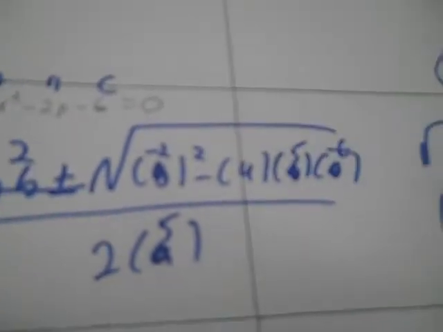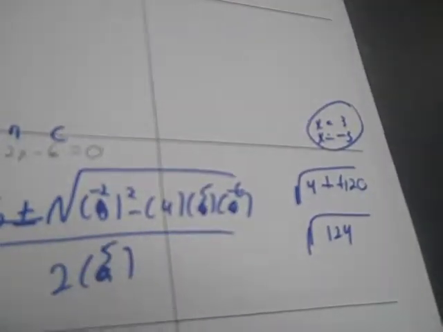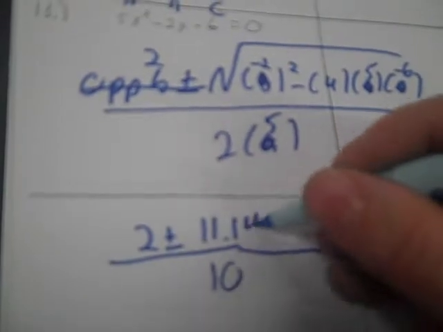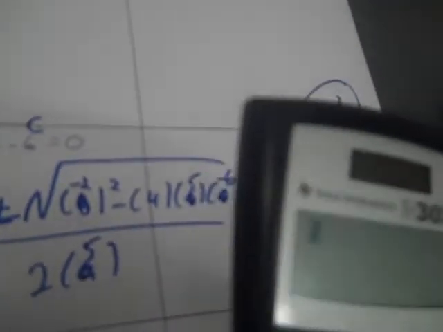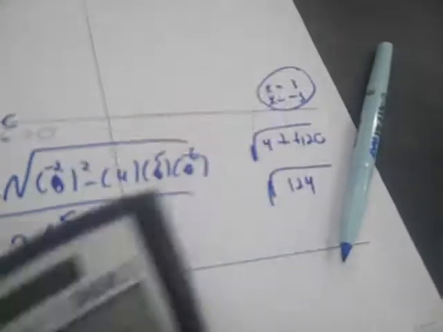Okay, so negative 2 times itself, that's 4 minus, and then I take 4 times 5 times negative 6. It's going to be negative 120. So that's 124. Then I find the square root of 124, which results in 11.14. Then I go 2 plus 11.14 divided by 10, 1.31. Then I go 2 minus 11.14, divided by 10, negative 0.91. Boom.